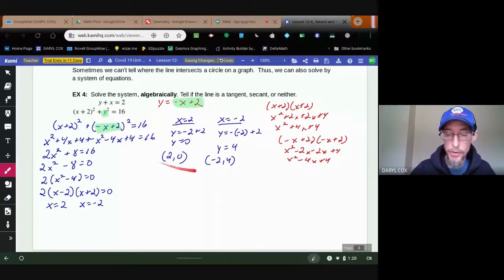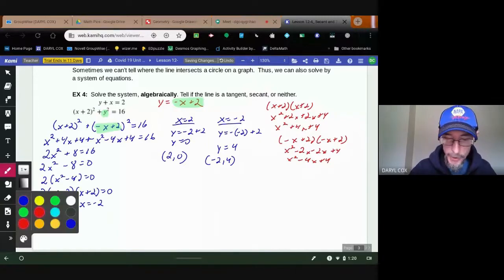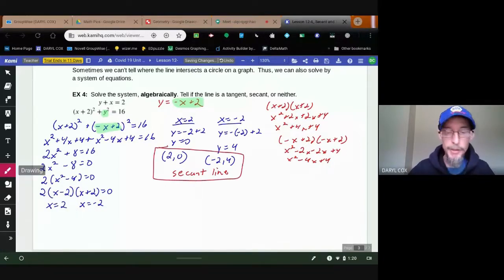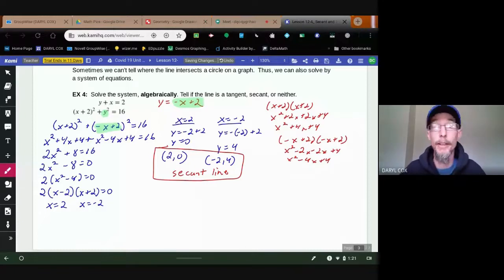I got 2 solutions here. So there are 2 places that the line intersects the circle. And if it intersects 2 times, that makes it a secant. So there's our answer. We know now that this is a secant line. And there's where it intercepts. So that's why algebraically it's so much better, because I don't have to worry about what it looks like. I don't have to worry about the fact that I'm a terrible drawer and can't figure out how to draw a circle perfectly. With this, I can actually find it perfectly.